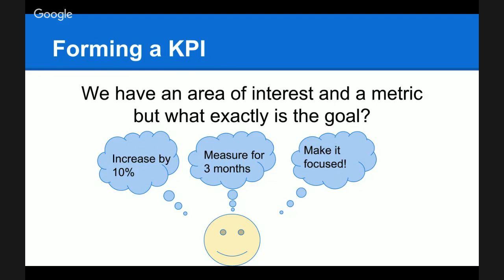And so finally, we have our area of interest, we have a metric, but let's now really have that focused goal. Because if we don't have a goal, how will we ever measure success, right? So in this example, I just arbitrarily said, I want it to increase by 10%. I'll be doing my measurements for 3 months. I'm going to use these numbers just to make it focused.